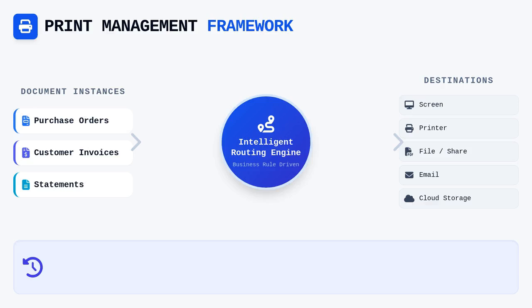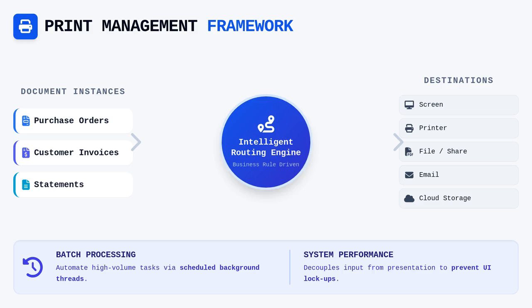Furthermore, you do not need to trigger these processes manually if the volume is consistent. The system allows you to schedule these document generation tasks through batch processing. By utilizing the batch framework, you offload the processing of complex or high-volume report generation to background threads, which prevents the user interface from locking up during execution. This decoupling of presentation and input is a hallmark of a mature enterprise platform designed to maximize hardware resource utilization efficiently.